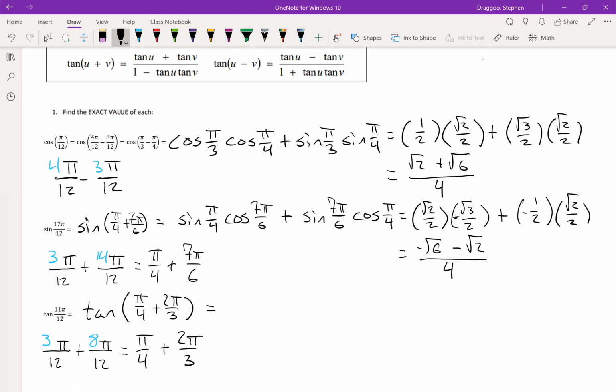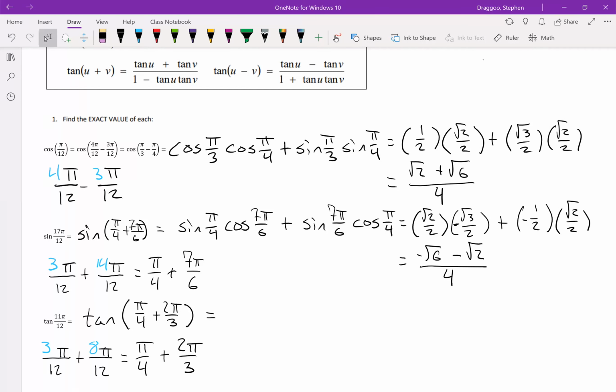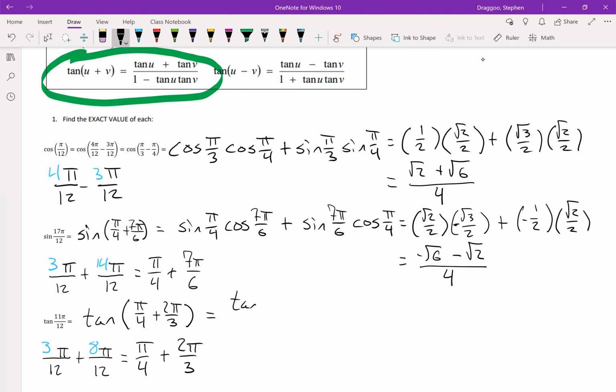So since I have the tangent of two angles being added together, I want to use the tangent sum formula, again highlighted here at the top. So this will be the tangent of pi over 4 plus the tangent of 2 pi over 3, divided by 1 minus the tangent of pi over 4 times the tangent of 2 pi over 3.